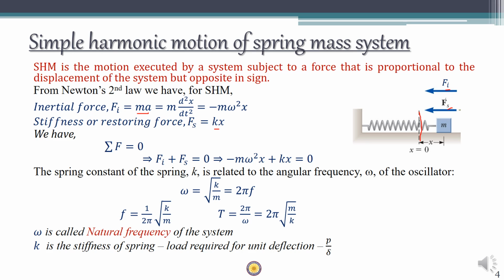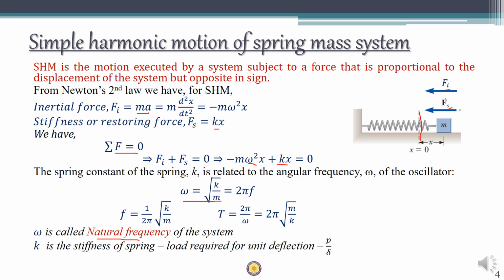In order to maintain dynamic equilibrium, the total force on the system should be equal to 0. So F should be equal to 0, so Fi plus Fs should be equal to 0. So we have minus m omega square into x plus kx equal to 0. From here we can obtain the expression for omega. Omega is equal to root k by m. This omega is called the natural frequency of the system. It can be noted that it is independent of the displacement we have given to it, but dependent only on the mass and stiffness of the system.